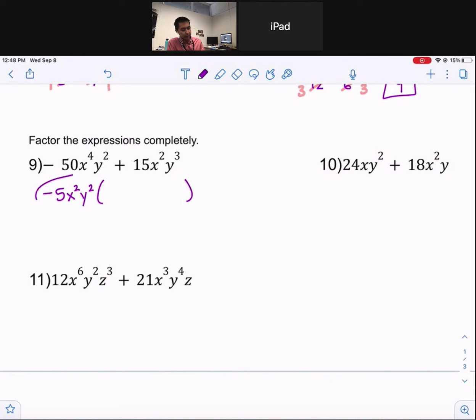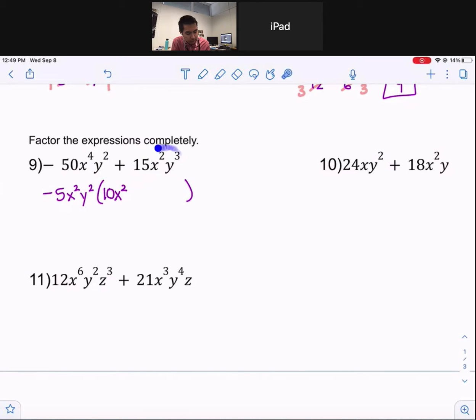Now remember, this is a reminder of what we are about to factor out from those two. So, negative 50 divided by negative 5 is positive 10. We're taking away 2 x's. So if it was x to the fourth, you factor out x to the second, and all that's left is x to the second. This used to be y to the second. You factor out y to the second, or you take away 2 y's, then there's no y's.